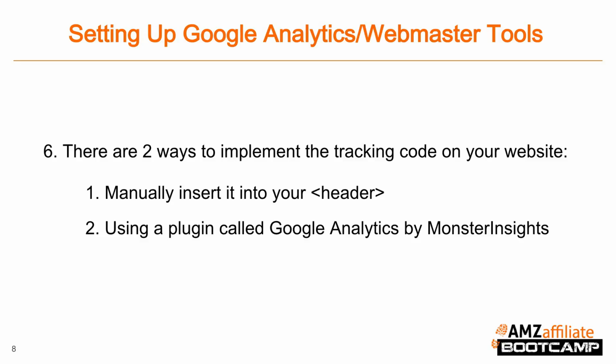There's basically two ways to implement the tracking code on your site. You can manually insert it into your header, which is a little bit technical. The other option is a little bit easier for those of you who aren't technical. You can use a plugin called Google Analytics by Monster Insights. Again, since number 2 is a little bit easier using a plugin, we're going to show you that one. It's a little bit more suitable for beginners or non-technical people.